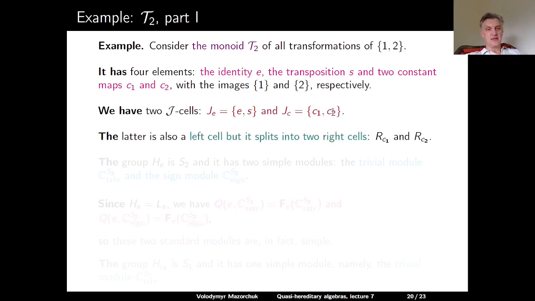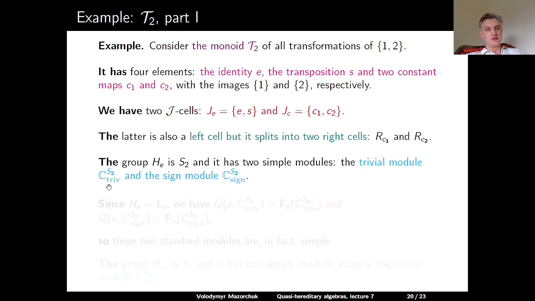The second two-sided cell is also a left cell, because the kernel of both these maps is just the whole set {1, 2}, but it splits into two right cells, because there are two possible images. So we have the right cell of c_1 and the right cell of c_2. The maximal subgroup of the idempotent e is S_2, because we have here two elements, and this one has two simple modules, the trivial module and the sign module.